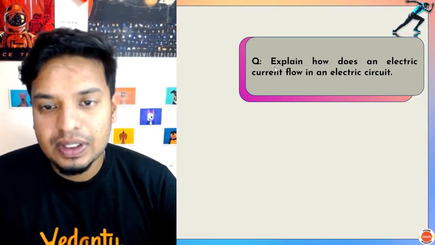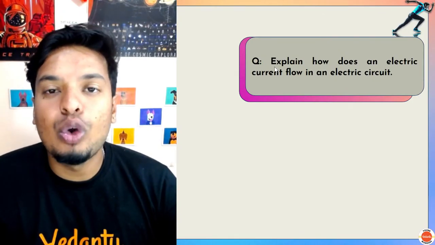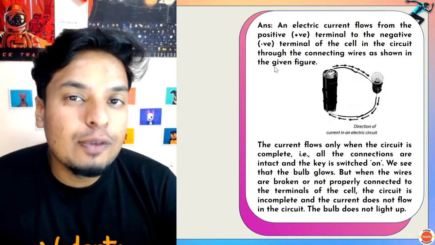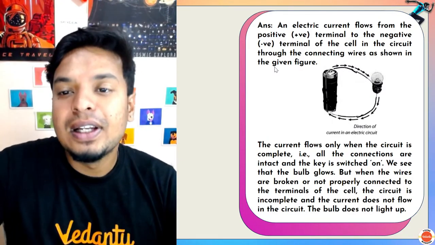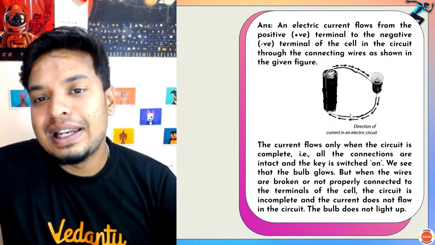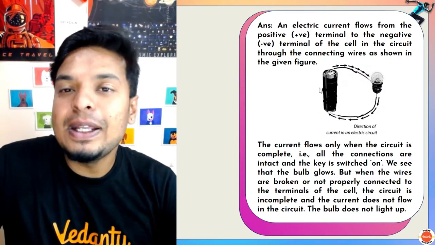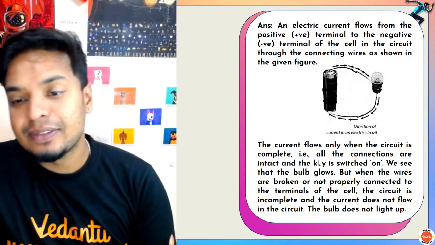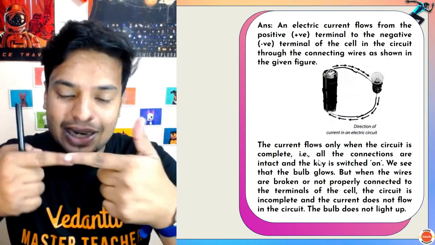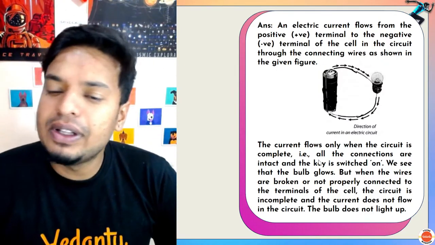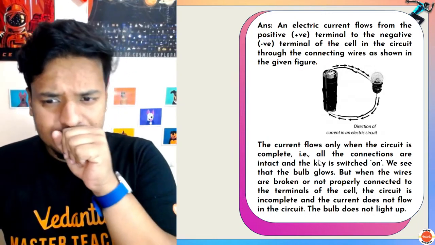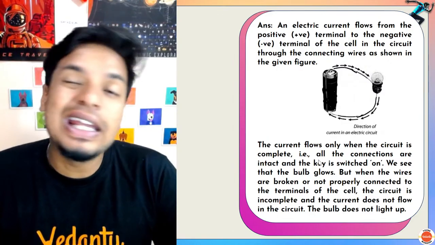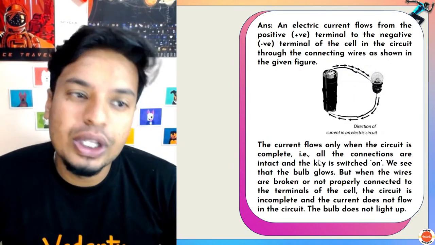All right, people. Explain how electric current flows in the electric circuit. Very simple, right? An electric current flows from the positive terminal to the negative terminal of the cell in the circuit through connecting wires. The current flows only when the circuit is complete. That is, all the connections should be intact. But when the wires are broken or not properly connected, then the circuit will be incomplete. Current will not flow in the circuit.